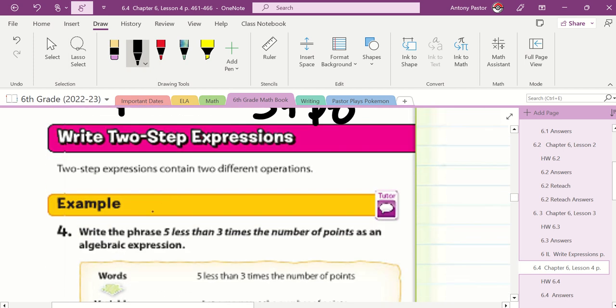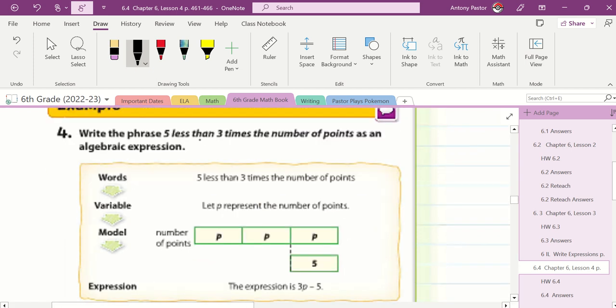Write two-step expressions. Two-step expressions contain 2 different operations. So let's look at this sentence. Write the phrase 5 less than 3 times the number of points as an algebraic expression. Let's all take a deep breath here, and we'll dive into this one very carefully.